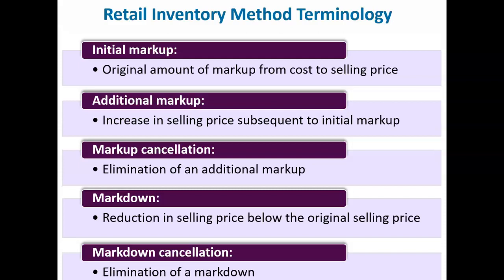An initial markup is the original amount of markup from cost to selling price. An additional markup is an increase in selling price subsequent to the initial markup. A markup cancellation is the elimination of all or part of an additional markup. A markdown is a reduction in the selling price below the original selling price. And a markdown cancellation is an elimination of all or part of a markdown.